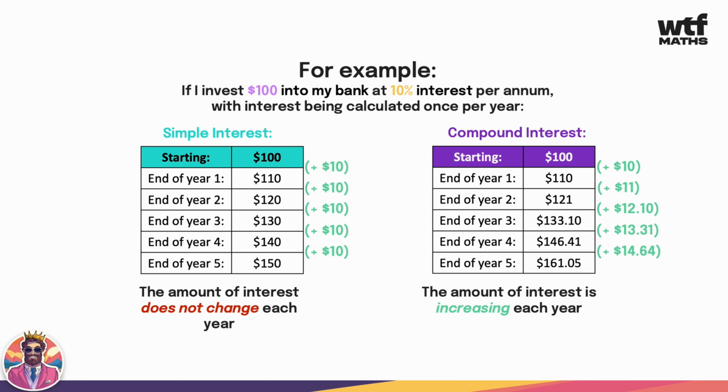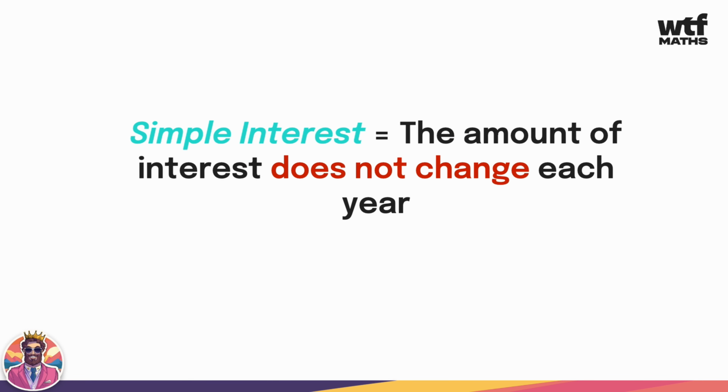And this is because the amount of interest is increasing each year. So with simple interest, the amount of interest is always the same. That's why it's simple. But with compound interest, it looks like our interest is increasing more and more as we go along. So to make it super clear, with simple interest, the amount of interest does not change each year.